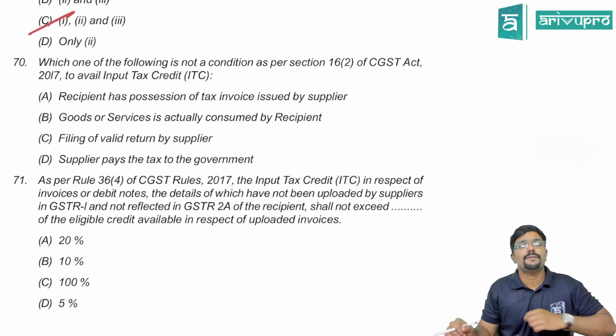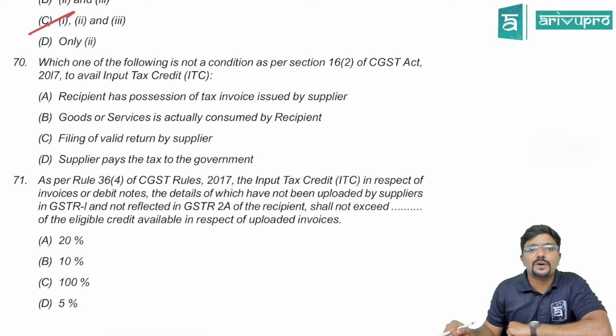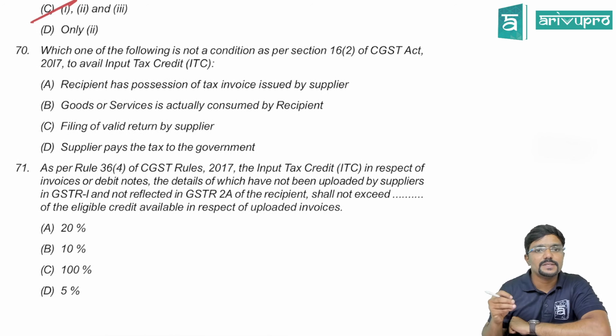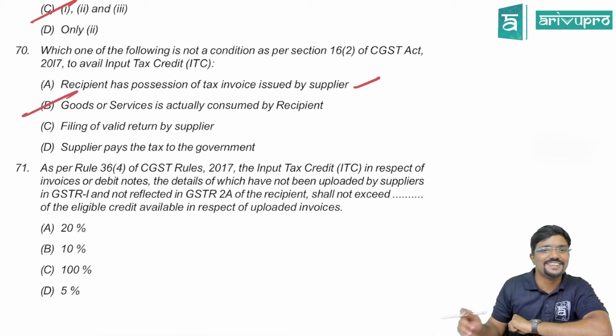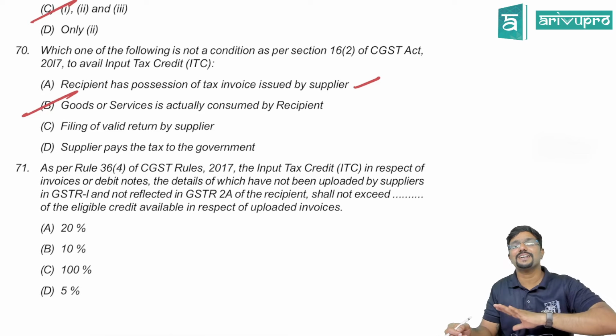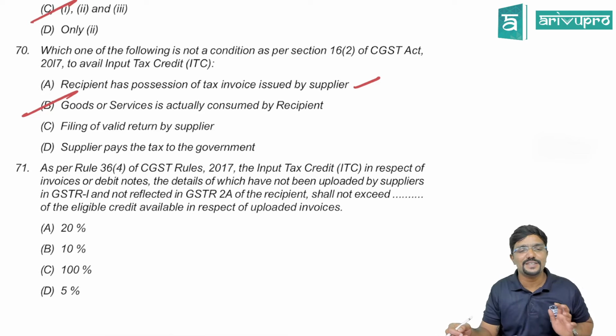Okay. 70th. Which one of the following is not a condition as per section 16.2 of the CGST Act to avail input tax credit? We just now saw. The recipient has possession of tax invoice issued by supplier. This is one of the conditions. Goods or services actually consumed by the recipient? No. This condition is not there. It should be received by the recipient but not consumed and all. There is no condition.